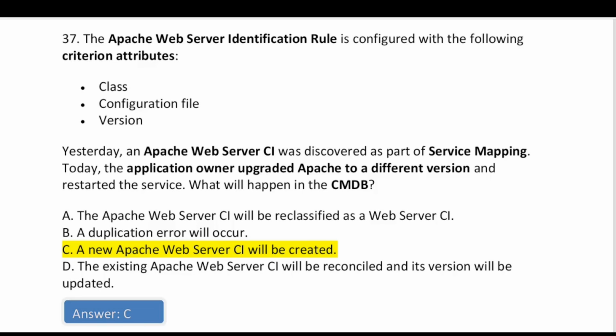Option A. The Apache Wave Server CI will be reclassified as a Wave Server CI. Option B. A duplication error will occur. Option C. A new Apache Wave Server CI will be created. Option D. The existing Apache Wave Server CI will be reconciled and its version will be updated. Correct answer is option C.